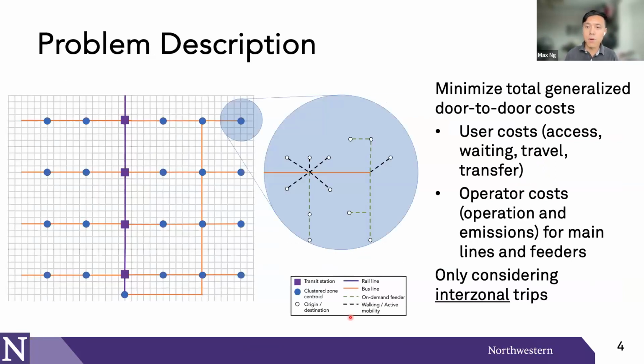So let's look into the problems that we are trying to solve. We want to minimize the total generalized door-to-door cost of a transit journey. That is to say, we include user and operator costs.